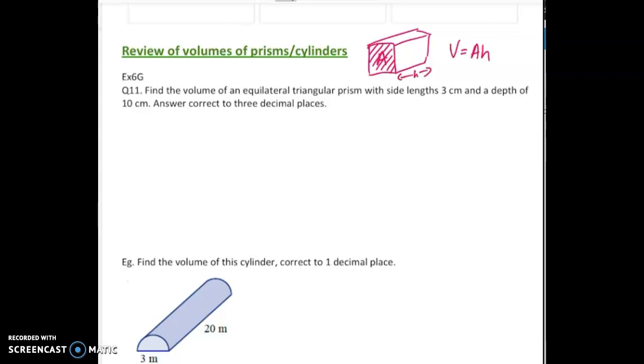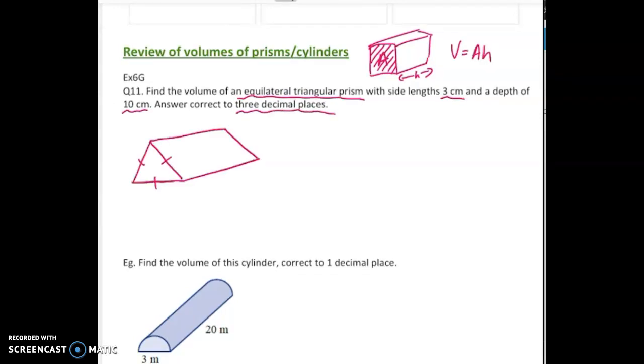The first question that we'll be looking at is question 11 on exercise 6G. The question is, find the volume of an equilateral triangular prism with side length 3 centimeters and a depth of 10 centimeters. I'm going to round this to 3 decimal places. So the first thing you need to do is draw in your diagram. This triangle base has side lengths of 3 centimeters all around, because it's an equilateral triangle, and it has a depth of 10 centimeters. We can label that in as well.